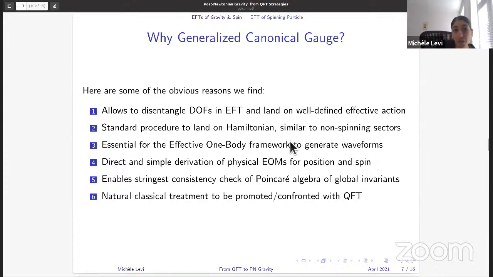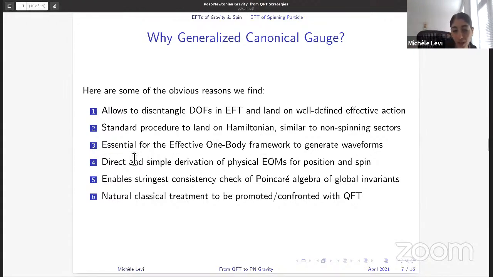That's one thing. The second thing is that once you land on a well-defined effective action, the procedure to get to a Hamiltonian now becomes completely equivalent to the non-spinning case, apart from the fact that you will have spins and higher derivatives of spins that you have to treat in a certain way. But in principle, the procedures that we apply are similar: reduction of time derivatives and then a standard Legendre transform, and there's nothing that is left ambiguous.